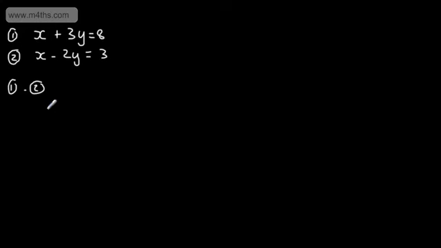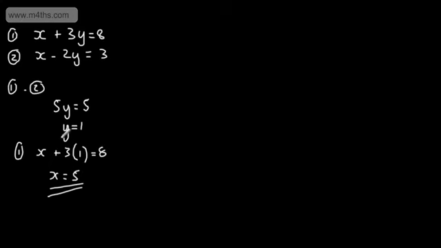3y minus 2y is going to give me 5y. 8 minus 3 is 5. 5y is 5, y is 1. And then all we need to do is sub that back in. So if we put that in equation 1, showing our working, x plus now 3 lots of 1 is equal to 8. So we can see that x is going to be equal to 8 minus 3, which is 5.